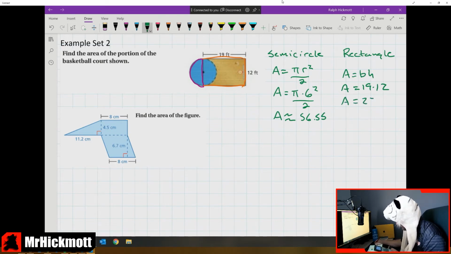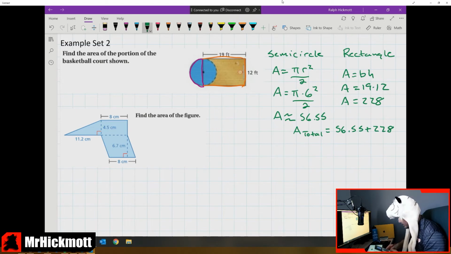It comes out to be exactly 228. So my overall area, area total, I'm going to use this nice little subscripting, is 56.55 plus 228. So at this point, this problem is complete. But the key things to note is just to make sure that you can break apart the composite into its appropriate parts. And don't forget units being feet squared.